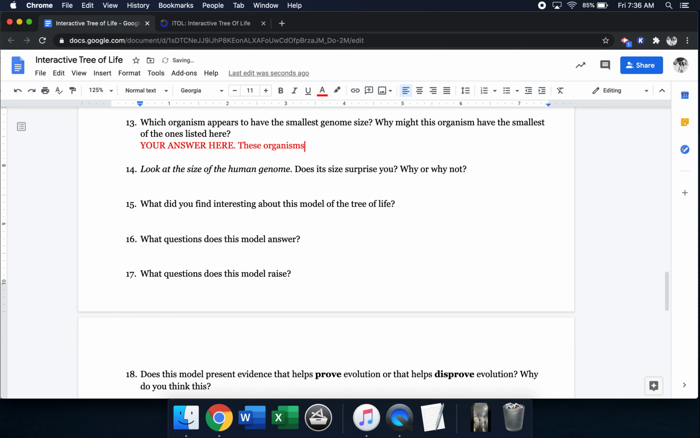These organisms, bacteria and archaea, are mostly single cells. Whereas you and I have lots of different traits and parts of our bodies that make us up, where we can be different heights, we can be different colors, we can have different shapes of our faces, all that kind of stuff. So that's a lot of information to code for in our DNA, and these organisms only are one single cell.